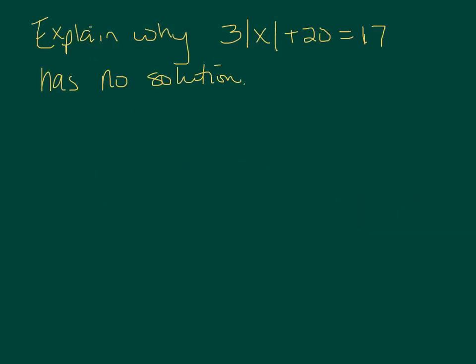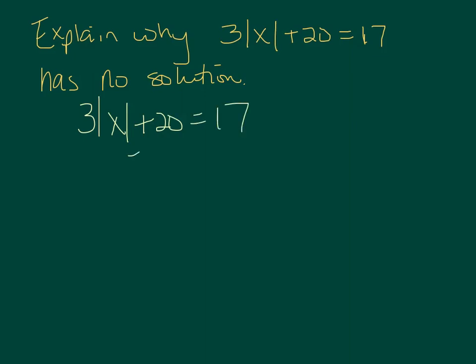All right, explain why 3 times the absolute value of x plus 20 equals 17 has no solution. Remember, we can't multiply 3 times the absolute value and get 3x. It's telling you we need to know why. So in order to know why, we have to get the absolute value by itself. So I'm going to take the equation and solve for the absolute value.